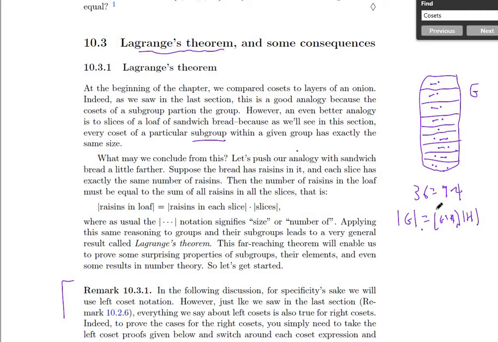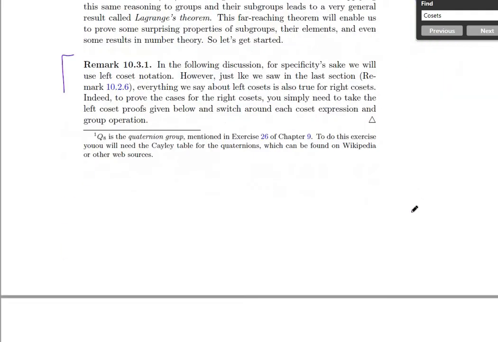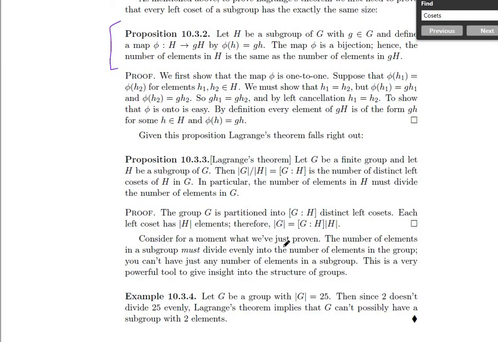Sorry for the messy writing, but you can see the relationship between the number of elements in the big group and the number of elements in the subgroup. The ratio between those two numbers is the index, or number of cosets. Each coset is a copy of the subgroup, so it divides the group up evenly. So that's the whole essence of this theorem here, that the order of G divided by the order of H is equal to the number of cosets. All right, and you'd be surprised how far this takes you. It really gives you a lot of information about groups. A very far-reaching theorem.